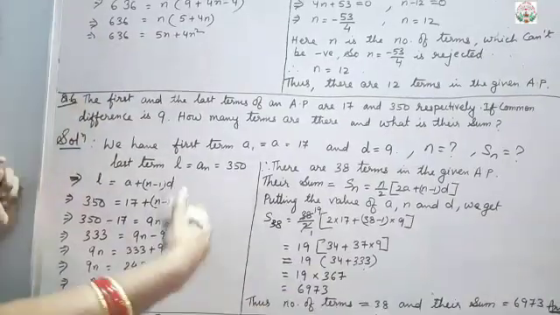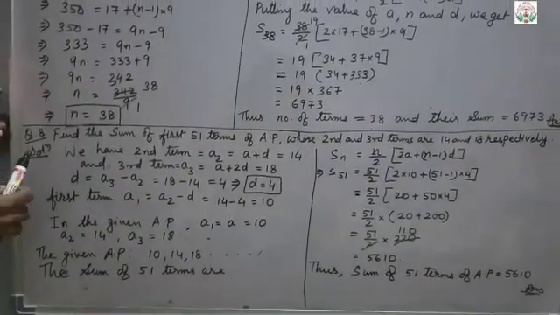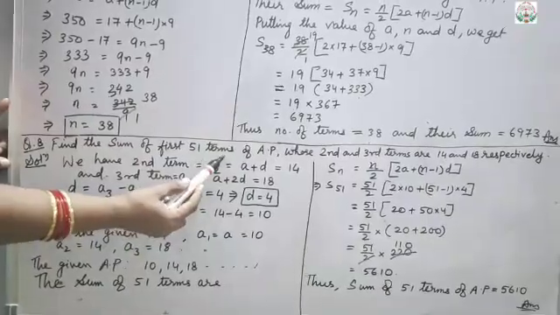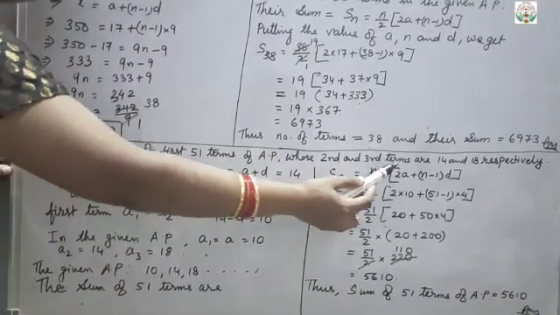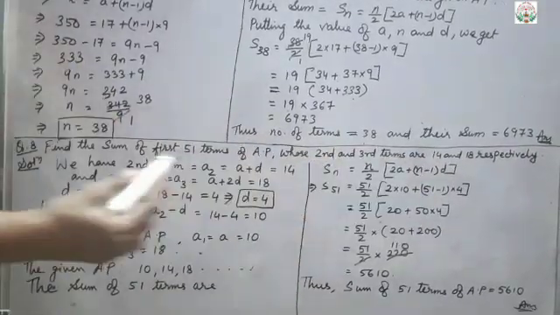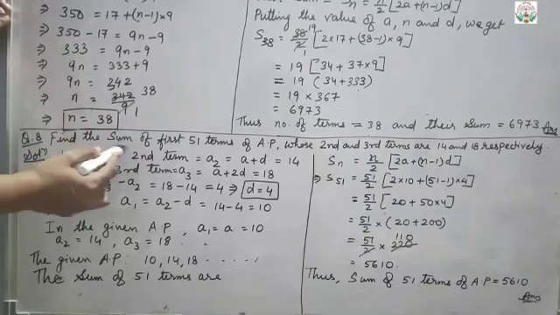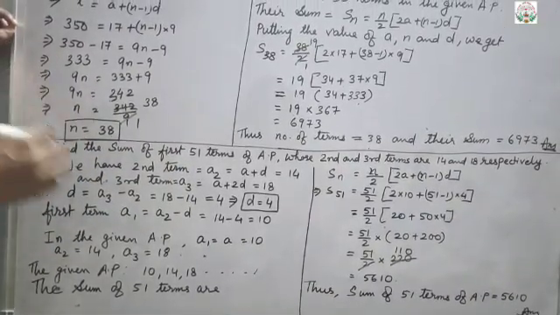Now the 7th question is your homework. Now move to the 8th question. The 8th question is: find the sum of first 51 terms of an AP whose second and third terms are 14 and 18 respectively. So you have to find the sum of first 51 terms, that means S51 we have to find.